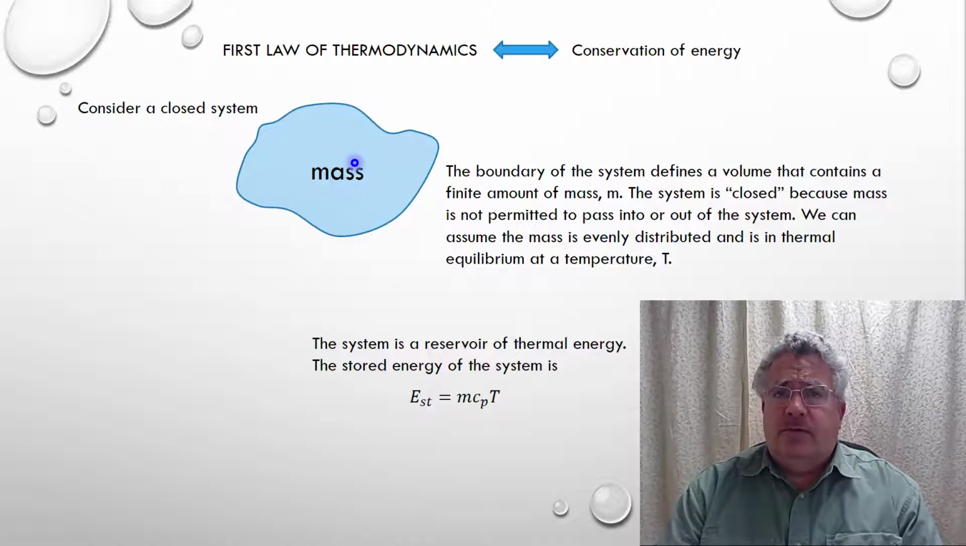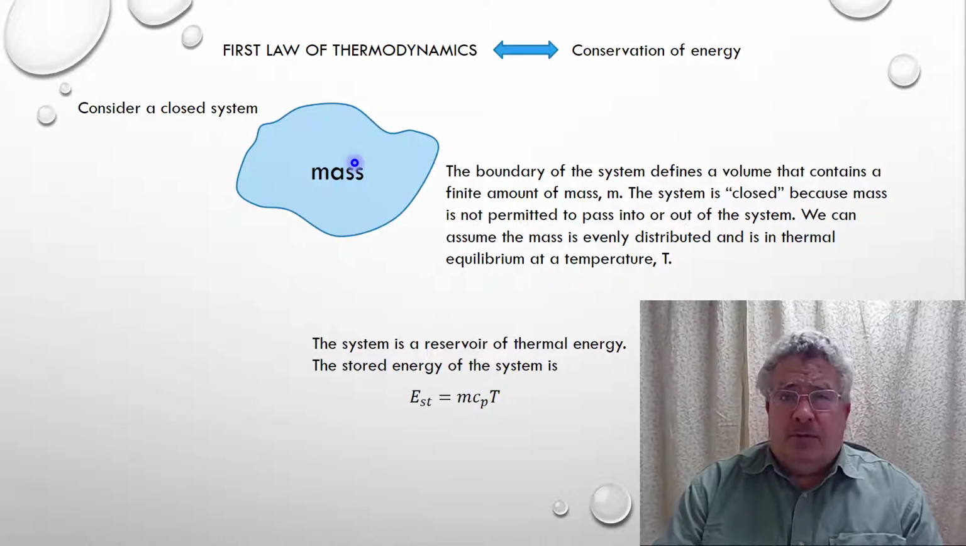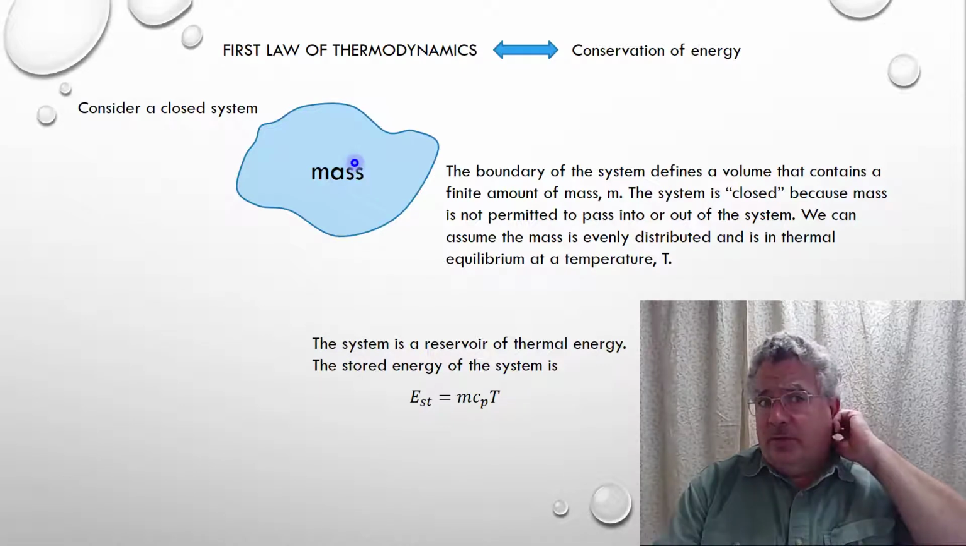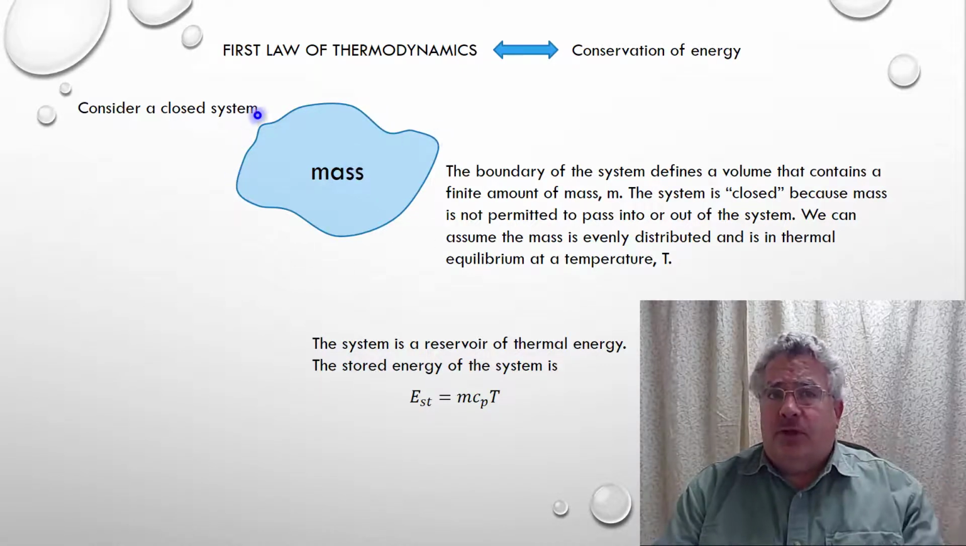So a closed system is a certain amount of mass. It can be some type of fluid, gas or liquid, or a solid. And again, for at least the first third of this class, we'll be dealing with solids in terms of conduction. So we can think of this as a boundary that encompasses a certain amount of solid mass.